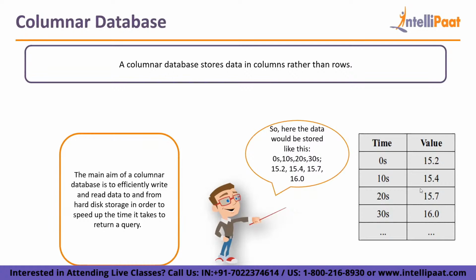using columnar databases. Mostly Cassandra is a columnar database. The main purpose of the columnar database is that it will let you write the data and also retrieve the data quickly. Why? Because you will be storing all the values related to a single column together.